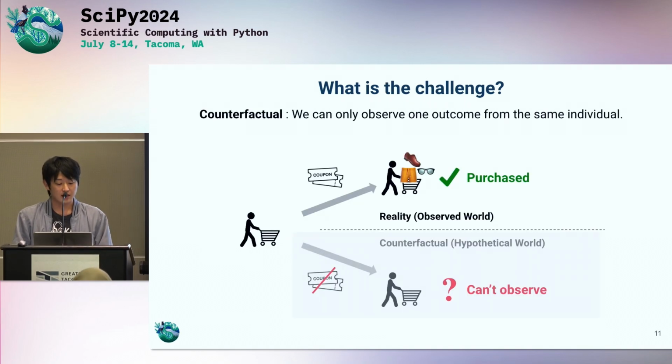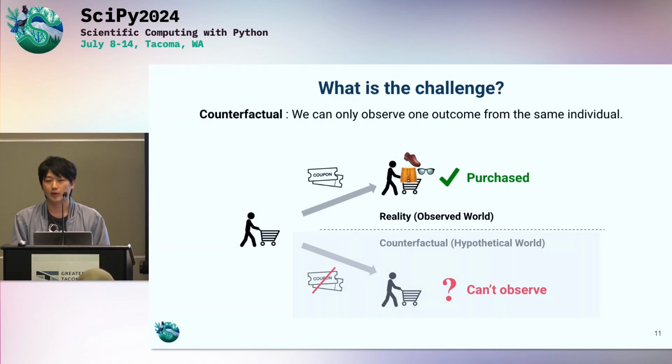So, the challenge of causal inference is we can only observe one outcome from the same individual, which is known as counterfactual. If time travel existed, we could use a coupon for a customer and then rewind time and observe what happens if we don't use coupons for that customer. However, in reality, of course, we cannot do that. So we can only observe one outcome from the same individual.